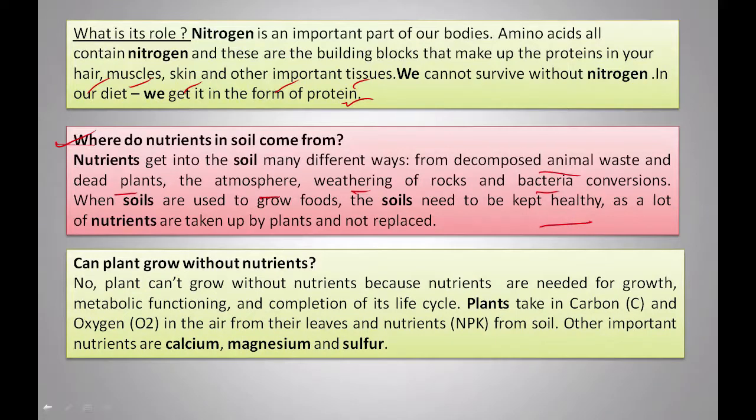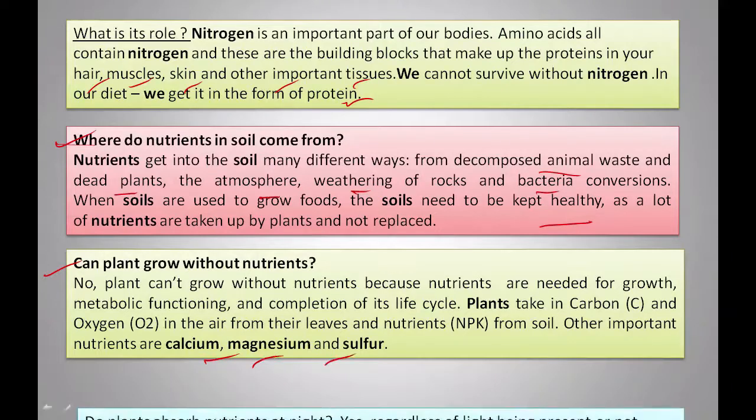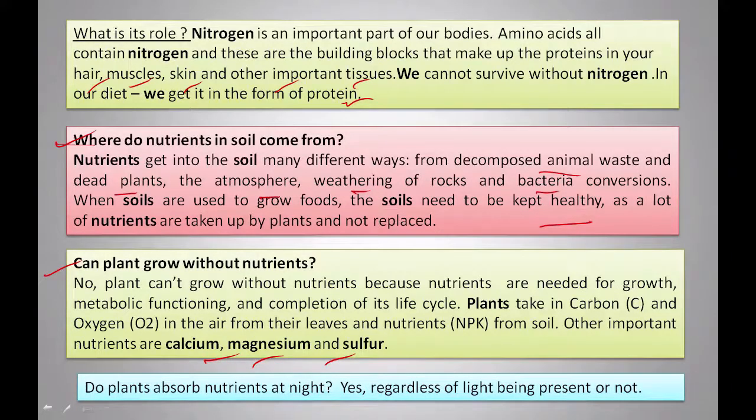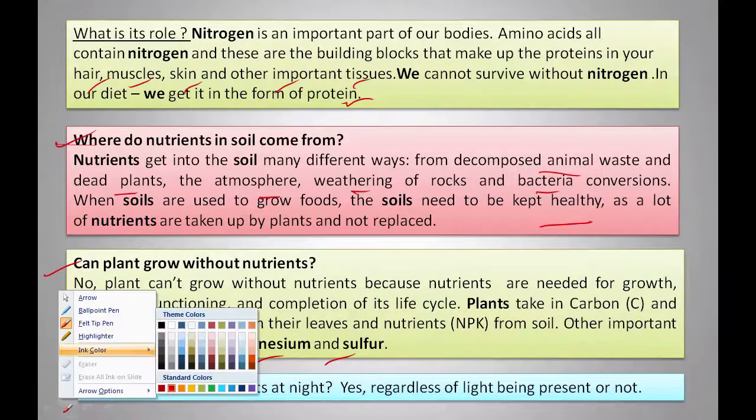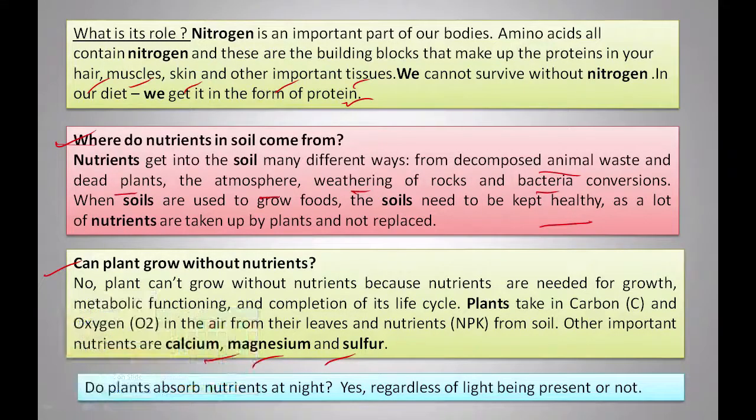Can a plant grow without nutrients? No, a plant cannot grow without nutrients, because nutrients are needed for growth, metabolic functioning, and completion of its life cycle. Plants take in carbon and oxygen from the air through their leaves and nutrients from soil, and other important nutrients are calcium, magnesium, and sulfur. Do plants absorb nutrients at night? Yes, regardless of light being present or not, plants take in nutrients at night.